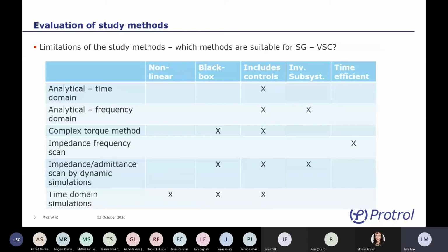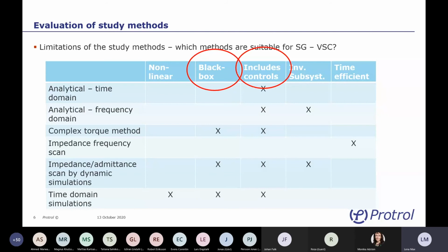So all these different methods have their advantages and disadvantages. For example, some can handle non-linear models, black box models, or include controls, and so on. In this project, we focus on oscillations between a synchronous generator and voltage source converters. Then we know that we are quite likely to get a black box model from any manufacturer, so the methods that we are looking at need to be able to handle black box models.